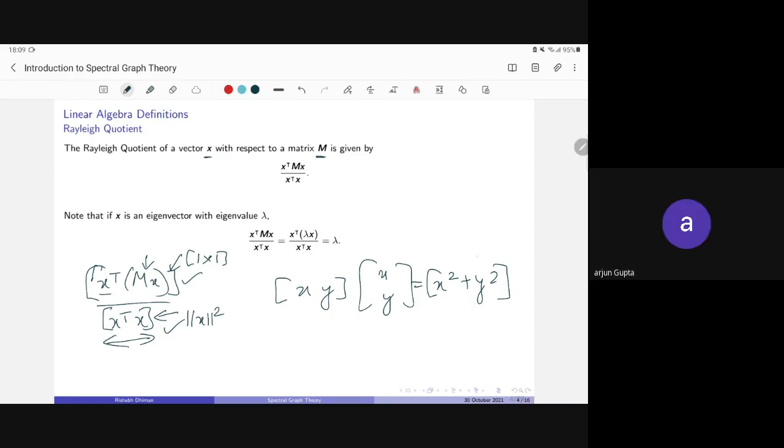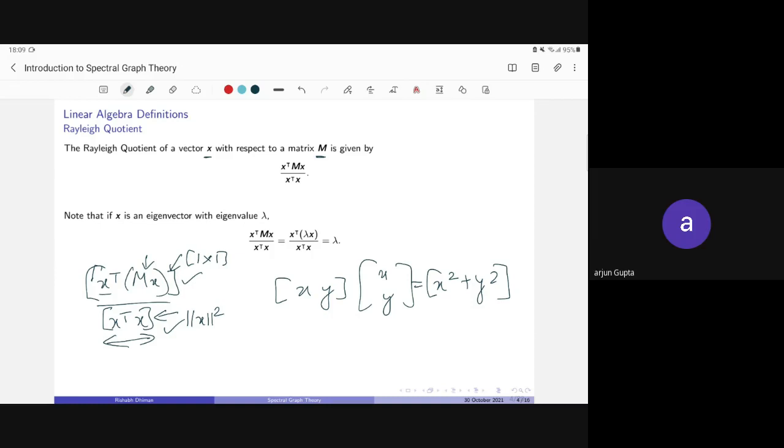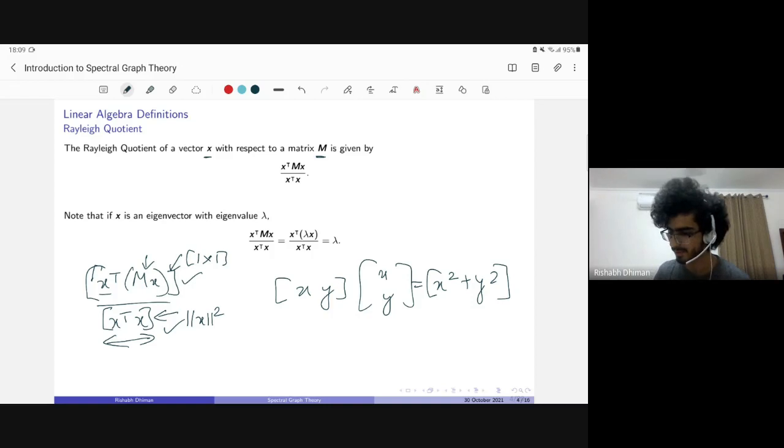What does it mean to divide a one by one matrix? Yeah, so it's exactly the same as a real number. Just because it's a one by one matrix, you can treat it as a real number. And why is the numerator always a one by one matrix? Simply because of how matrix multiplication works.